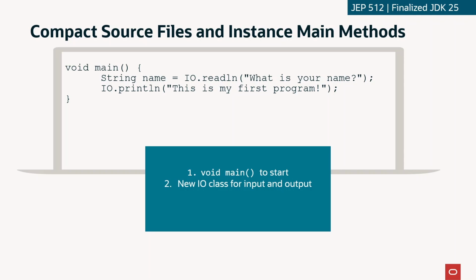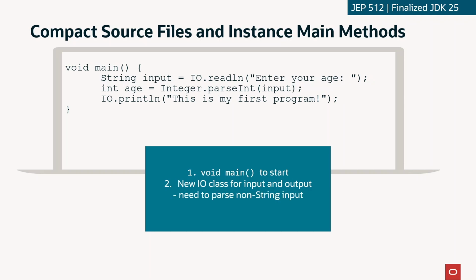The readln method only inputs strings. So if you want to input something other than a string, what you're going to have to do is use some parse methods. In this example, we use Integer.parseInt to take the entering of an age and convert it to an int. The last thing that you should know about this feature is that it automatically imports java.util because that is part of the java.base module that is automatically included.